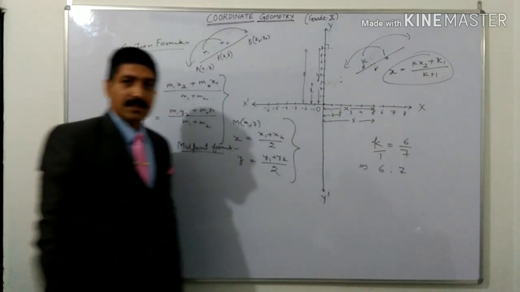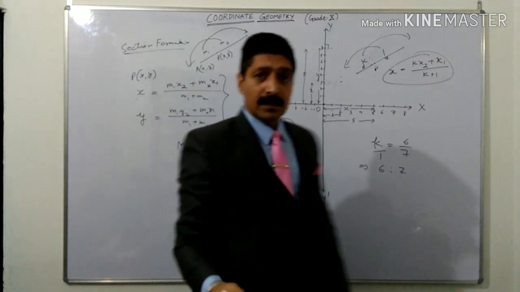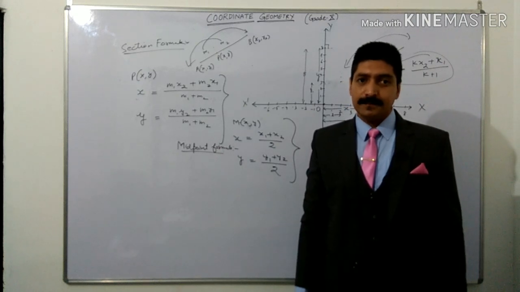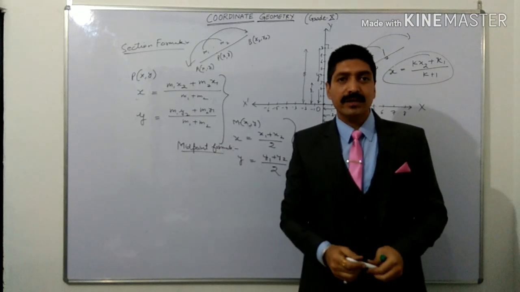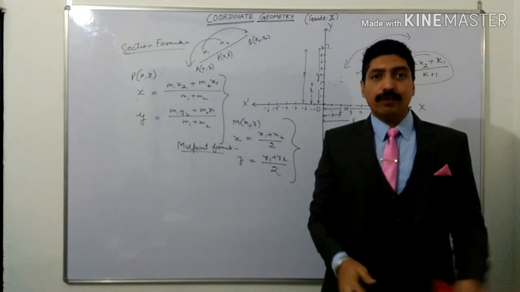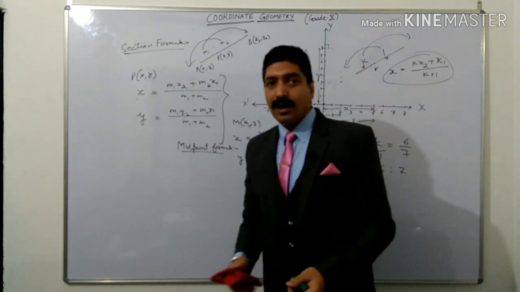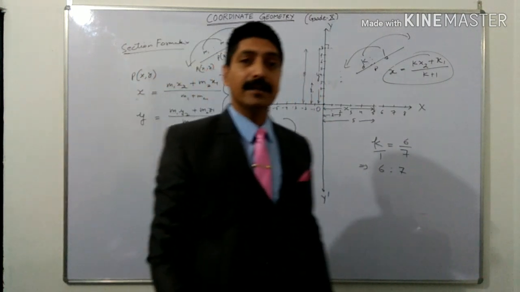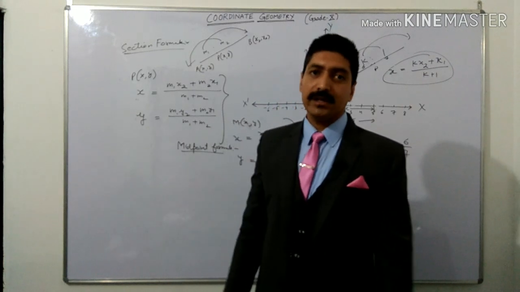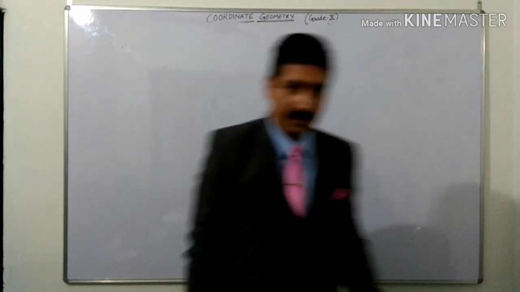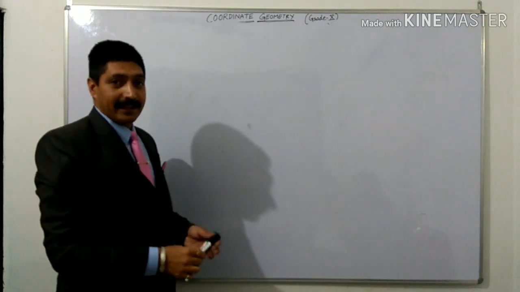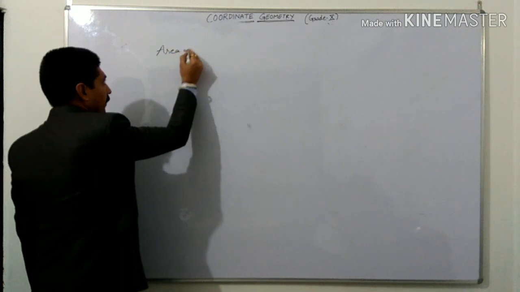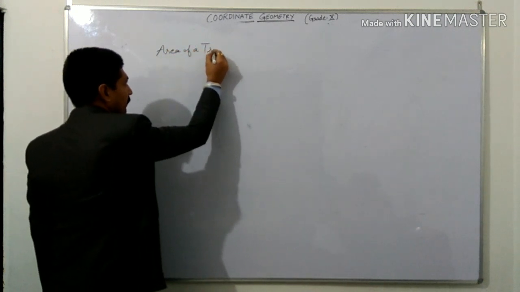Next application of coordinate geometry is to find the area of a triangle. To find the area of a triangle, we have to learn the formula, that is half into modulus of. Modulus means area cannot be negative. When we are talking about area, it is always positive. So, area of a triangle.